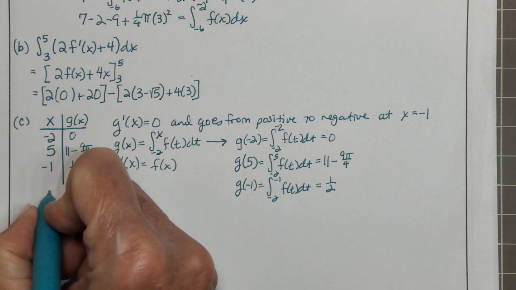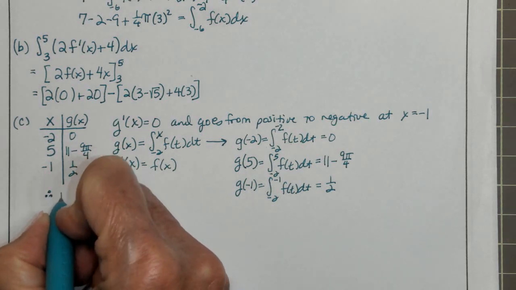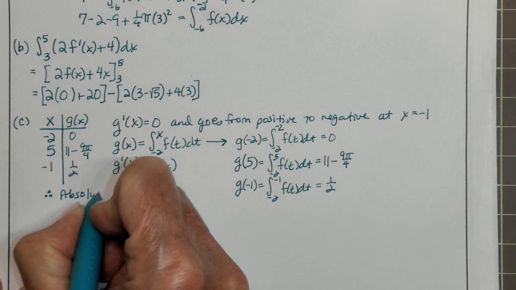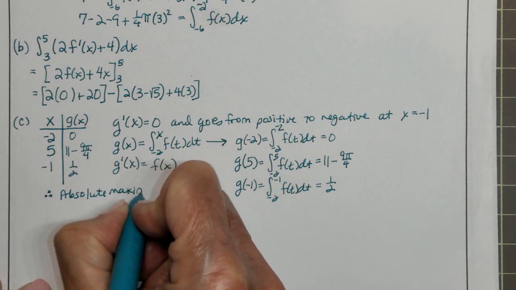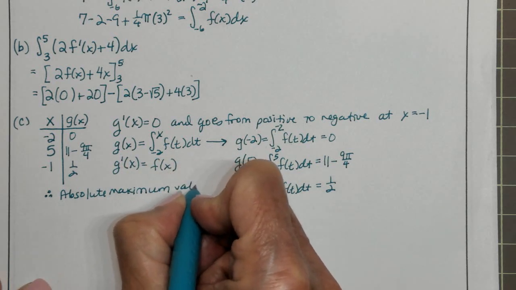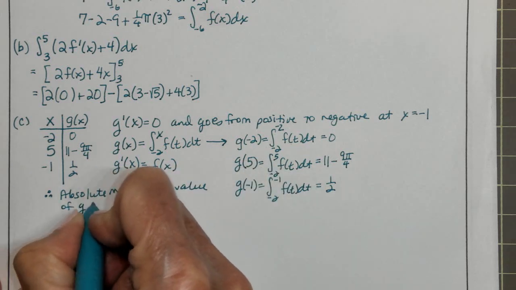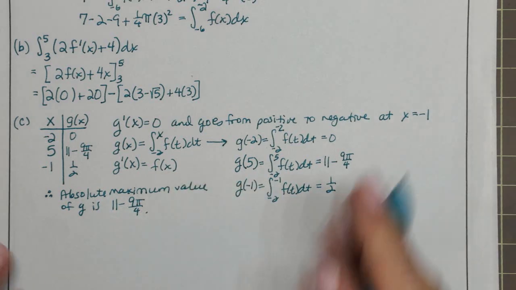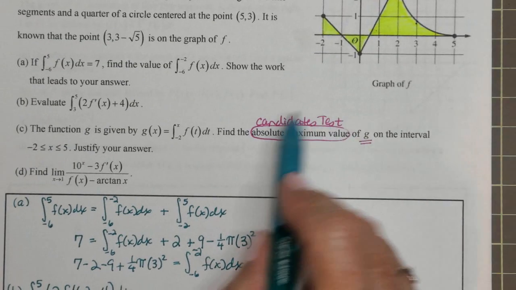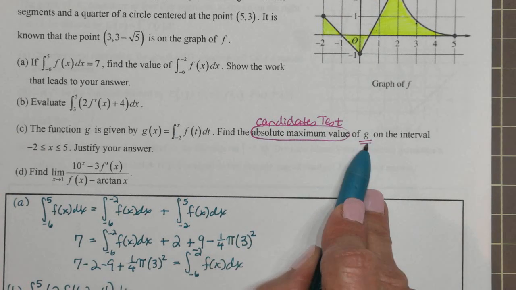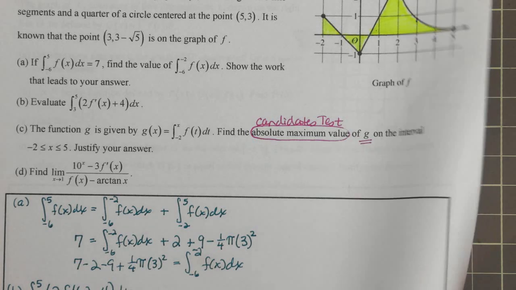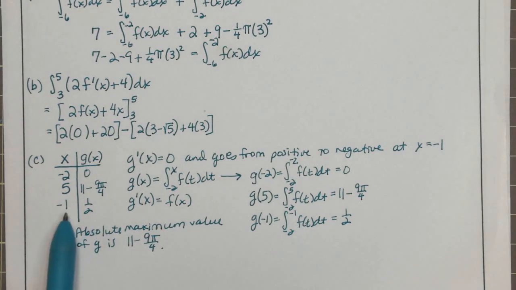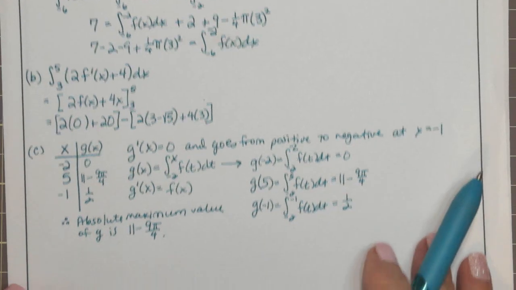So the absolute maximum value of g is 11 minus 9 pi over 4. And that's what we were asked to find. Find the absolute maximum value of g. And that is the value of g. Be careful, because sometimes they will only ask for the x value. If they only ask for the x value, then you would of course give them the 5 here.